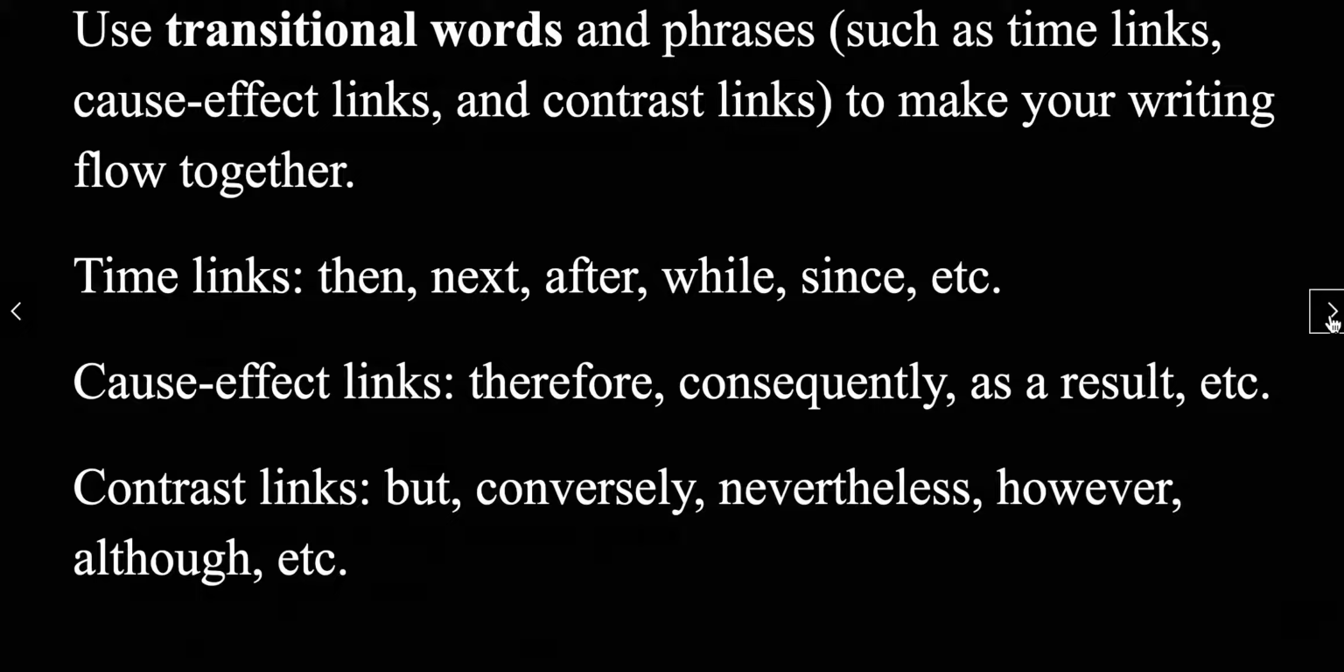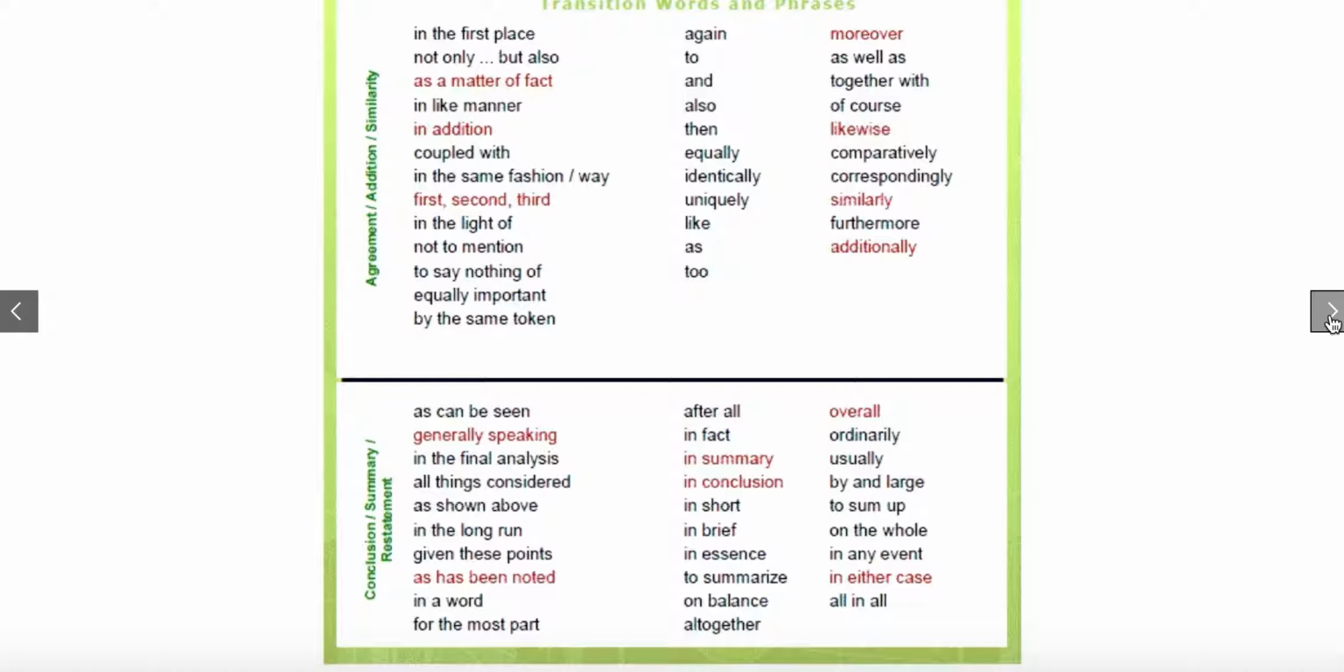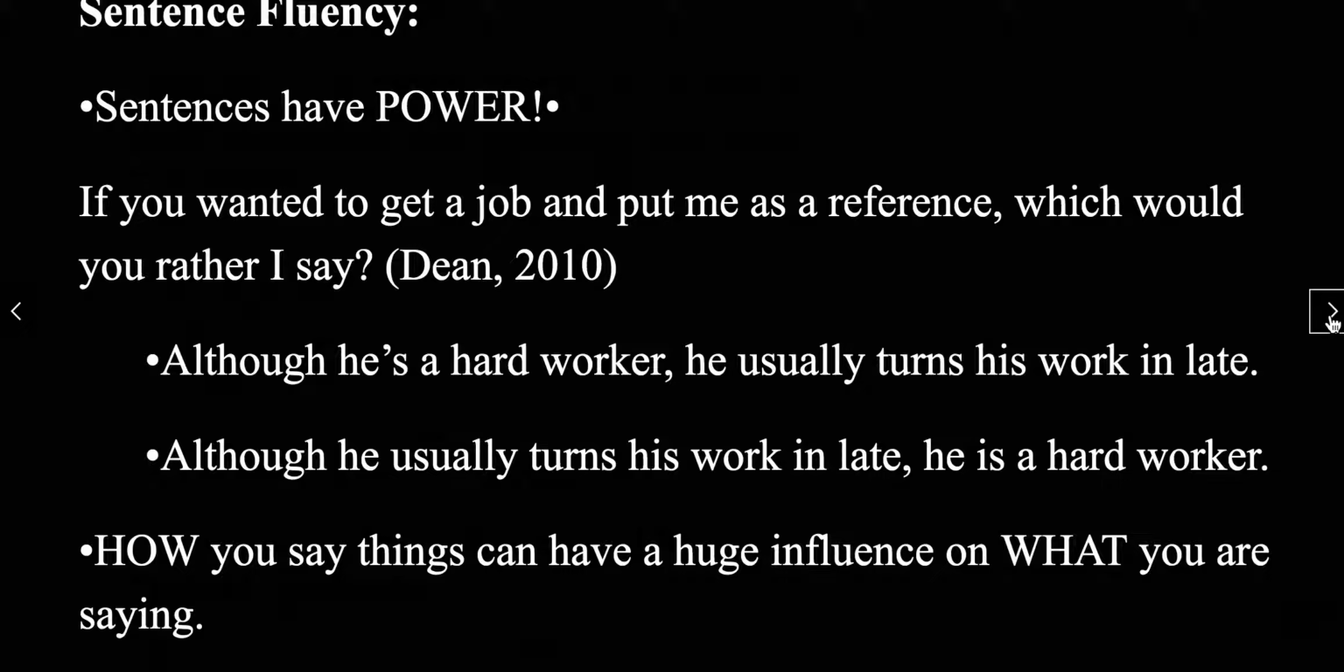One way you can do this is to use transitional words and phrases, such as time links, like then, next, after, while, since, etc. Use cause-effect links: therefore, consequently, as a result, etc. Or contrast links: but, conversely, nevertheless, however, although, etc. There are so many transitional words. Here's a chart with a bunch of transition words and phrases that you can use to help your paragraphs pass that baton from one paragraph to the other.